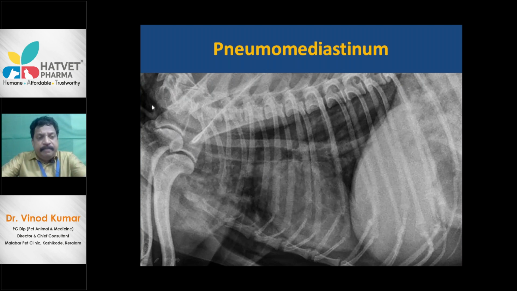In this radiograph, you can see the esophagus can be seen here, and esophagus is well seen here, and the trachea is seen here. The outer layer of the trachea also can be seen here. So this is a picture of pneumomediastinum.